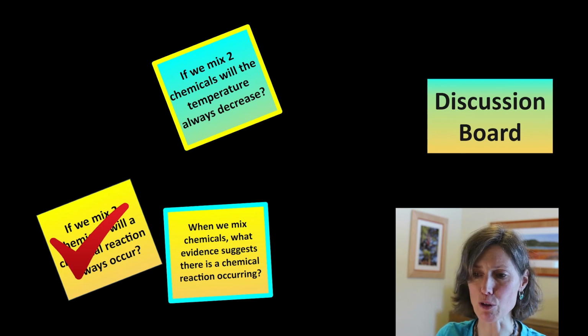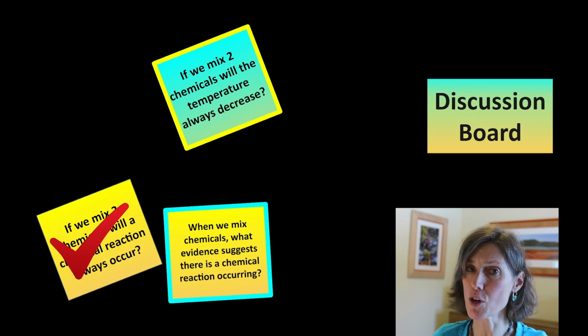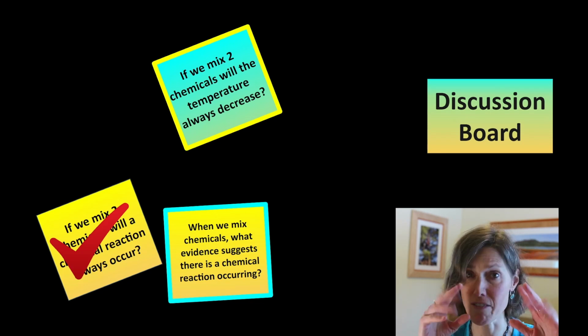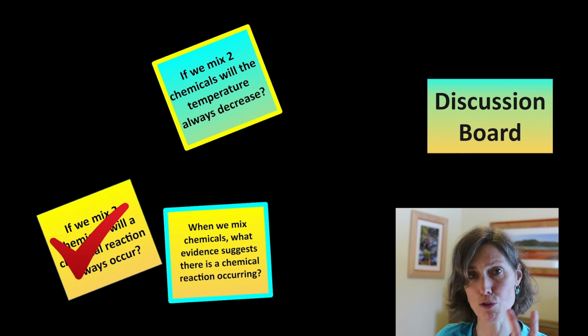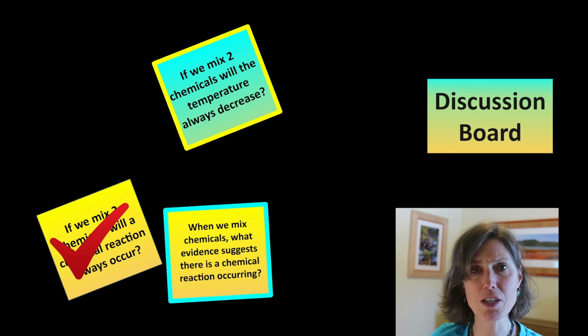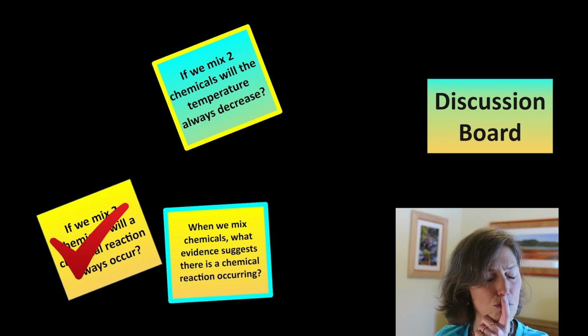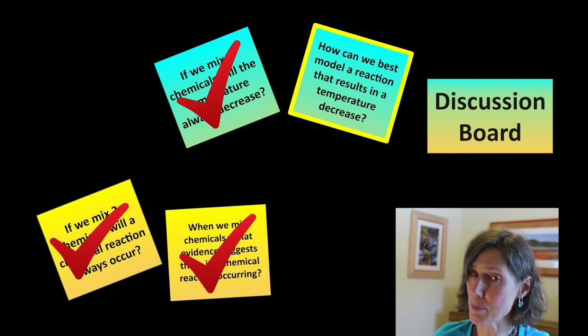When we mix chemicals, what evidence suggests that there is a chemical reaction occurring? So we've observed that temp drop, and we've observed a gas release, whether that was a pungent gas or fizzing in the beaker. So 2 different observations that have led students to think there's a chemical reaction happening. But then the question might come, if we mix 2 chemicals, will the temperature always decrease? And based on those 2 reactions, it sure did.